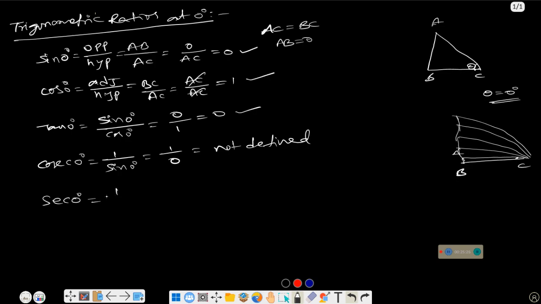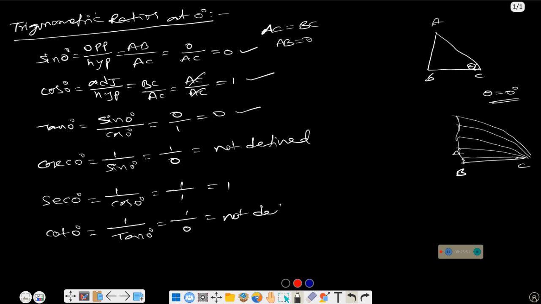Next, secant 0 degrees. Secant is the reciprocal of cos. That means 1 by cos 0, value 1. 1 by 1 means how much? 1 only. Next one, cot 0. Cot is the reciprocal of tan. That means 1 by tan 0. Tan 0 means what? 0. 1 by 0 again, same. Not defined. So anything by 0, what? Not defined here.